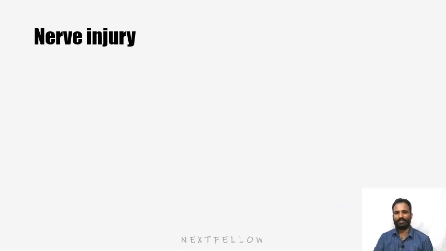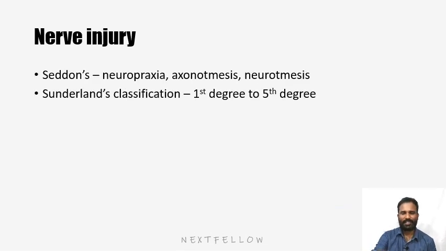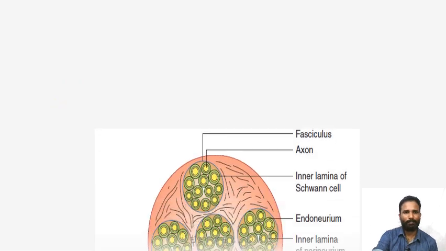Coming to the nerve injury. Nerve injury is classified by two scientists. One is Seddon, which has three categories: neuropraxia, axonotmesis and neurotmesis. Then Sunderland's classification has five degrees: first, second, third, fourth and fifth. So we'll combine them and see them.